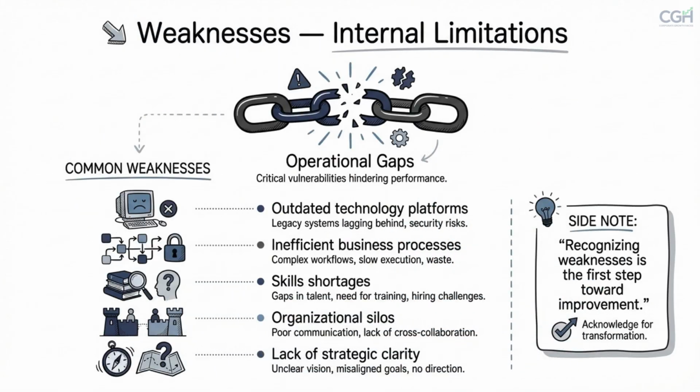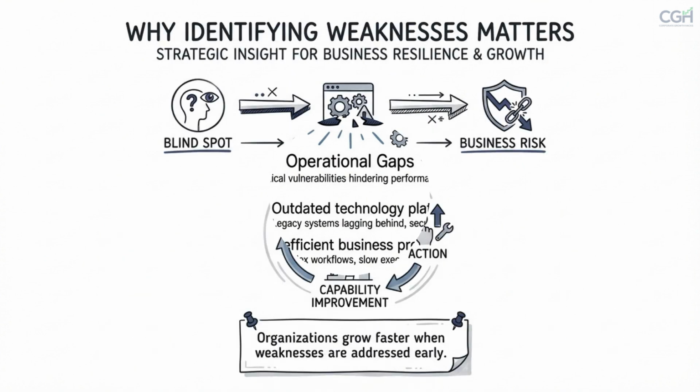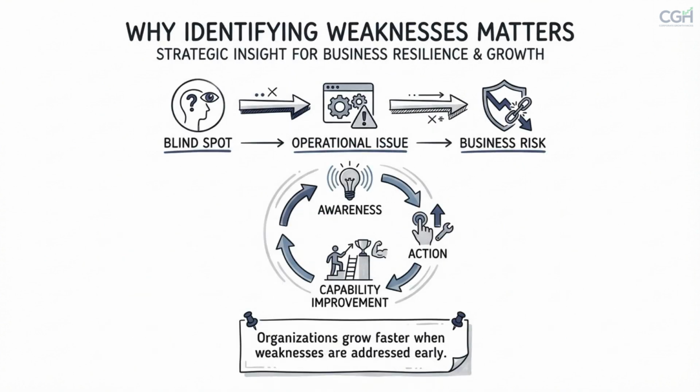The second quadrant is weaknesses. And this is usually the most uncomfortable part of the exercise, because weaknesses require organizations to confront their blind spots. Weaknesses are internal limitations that prevent optimal performance. These could include things like outdated technology, inefficient processes, skill gaps within teams, poor communication structures, or lack of strategic clarity.